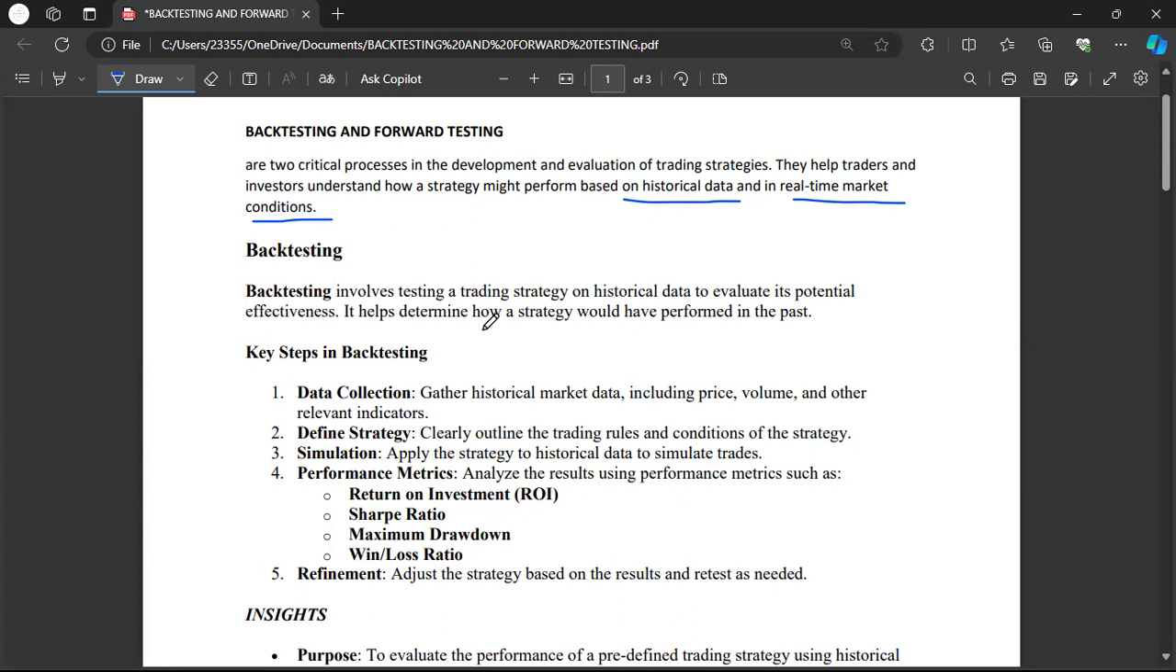And then let's move to the second one. Now, define strategy. Clearly outline the trading rules and conditions of the strategy. These two lines are actually what we address fully in the video that I just talked about, building your trading strategy. So everything is outlined there.